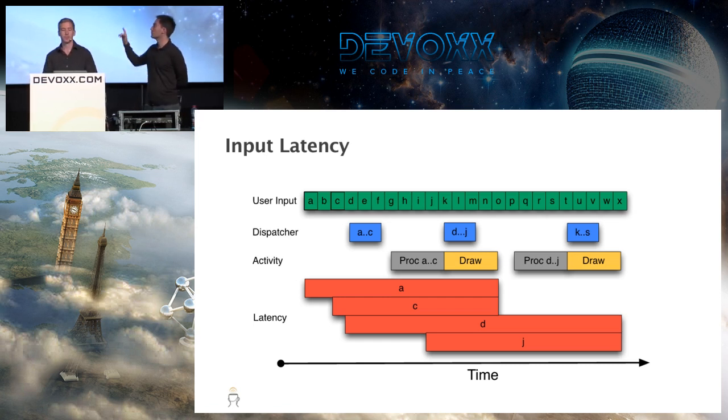Yeah, and it's very important to note that this diagram is an exaggeration of what really happens. We never had that much latency on Android. A good latency target is about 4 or 5 frames.